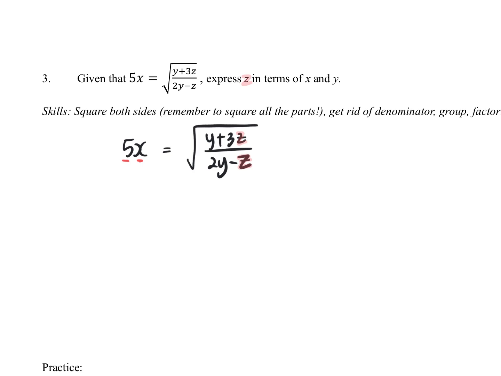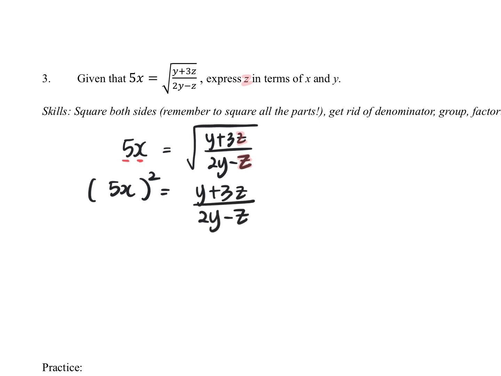So in order to get rid of the outermost enemy, which is our square root symbol, what are we going to do? How are we going to get rid of the square root? So we shall square everything on the other side, right? So we should square this. So I'm going to get whole thing square, and I put 5x inside, right? Then this part will have no more square root. There will be just y plus 3z over 2y minus z.